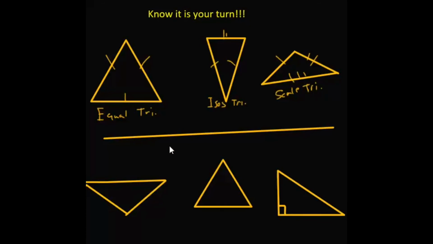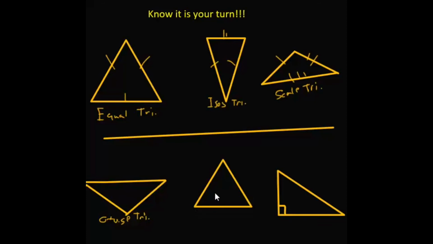Now the next section has all triangles that are going to be measured by their angles. So let's start. This one has one acute angle and two acute angles, but it has one obtuse angle. So we know that it only needs to have one obtuse angle to be an obtuse triangle. Obtuse triangle.